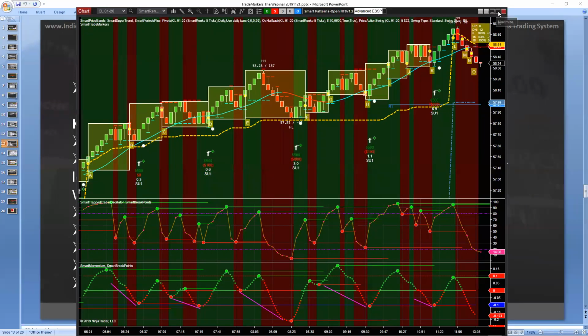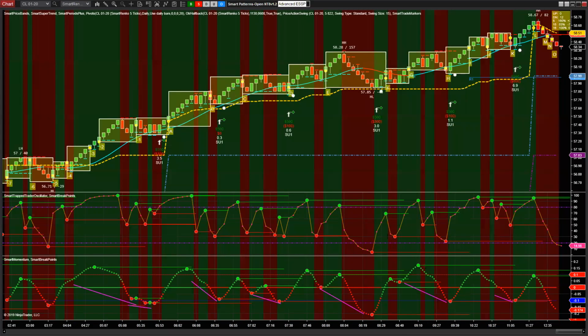Let me know, does this chart look all right to everybody? Does it look pretty clear? It's not flashing or anything like that? Okay, cool.